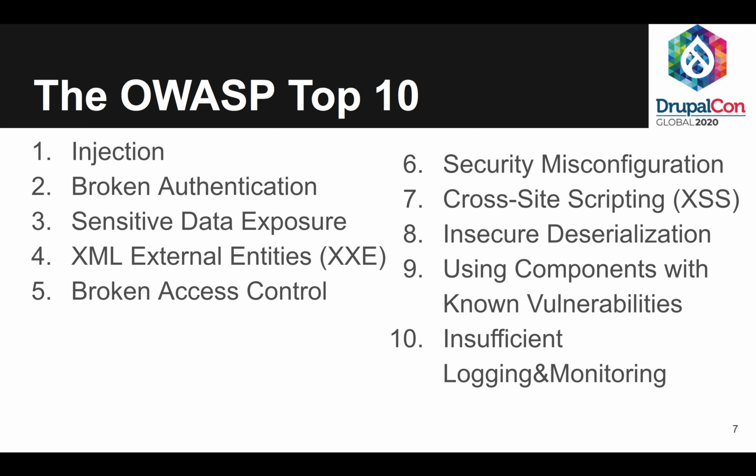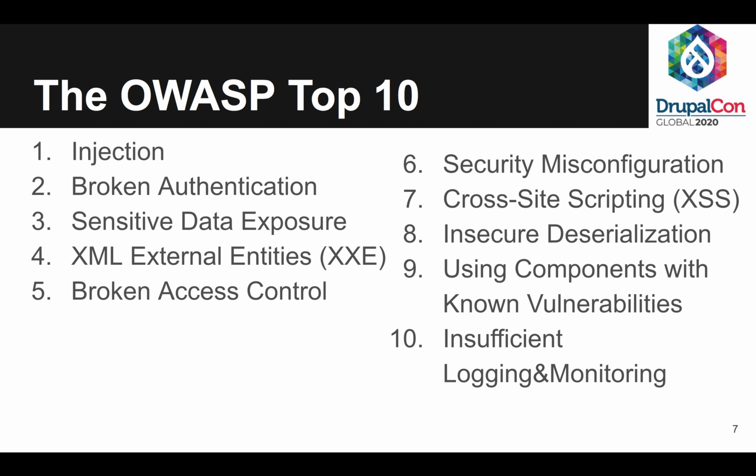So the OWASP top 10, here it is. Number 1, injection, most severe. 2, broken authentication. 3, sensitive data exposure. 4, XML external entities. 5, broken access control. 6, security misconfiguration. 7, cross-site scripting. 8, insecure deserialization. 9, using components with known vulnerabilities. And 10, insufficient logging and monitoring.